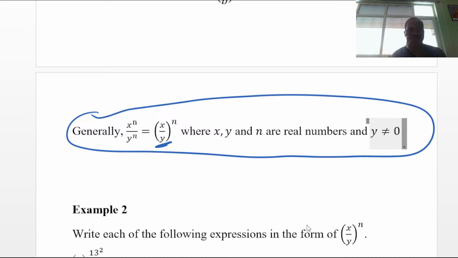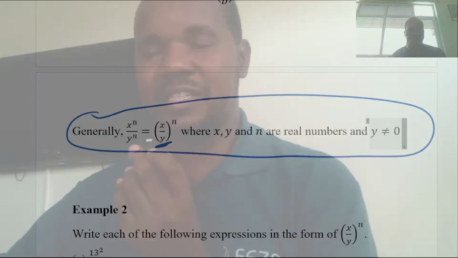Let us proceed with the next part. So we go to example number 2. In example number 2, I'll write each of the following expressions in the form of x over y, power n.